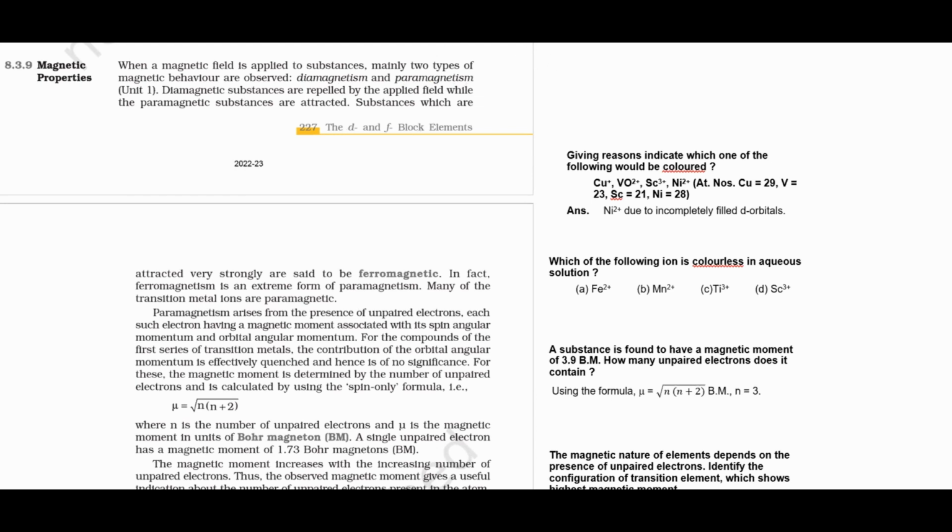And paramagnetism relates to color. The first type of question is: give reasons, or indicate which one of the following would be colored.